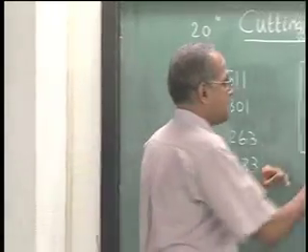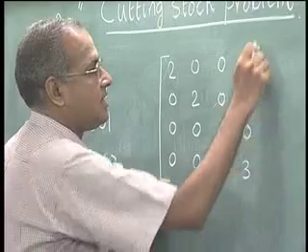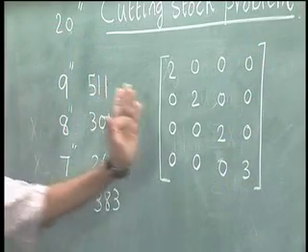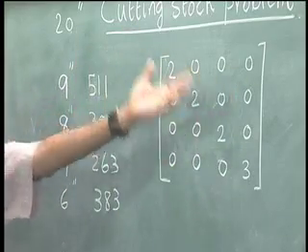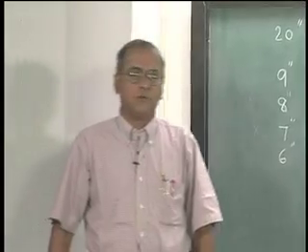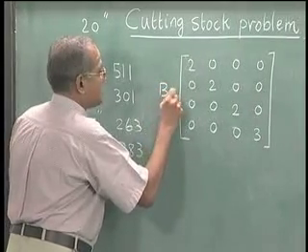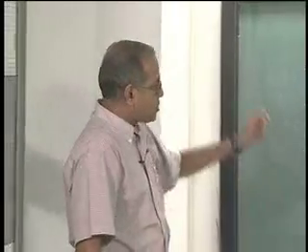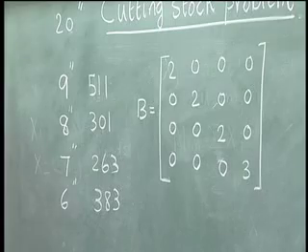Now, as far as 6 inch is concerned, we will take 0 0 0 3 because 3 is possible. So, we will now say that these 4 are the 4 patterns. We may call them as x1, x2, x3, x4, but these 4 are the 4 patterns that we will use. Now, the basis matrix B corresponding to these 4 patterns is given this way. Now, if we choose to cut only these types of patterns, how many sheets are we going to cut?